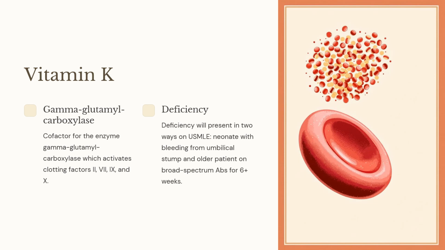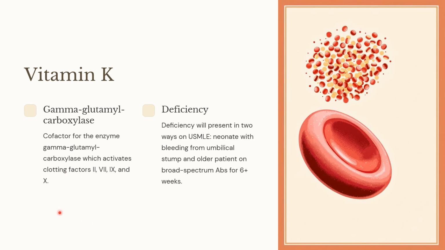Let's come on to another important vitamin, that is vitamin K. Vitamin K is a cofactor for gamma glutamyl carboxylase. What does gamma glutamyl carboxylase do? It will activate the clotting factors 2, 7, 9, 10. So in vitamin K deficiency, the 2, 7, 9, 10 are not activated and the patient will present with bleeding disorders.